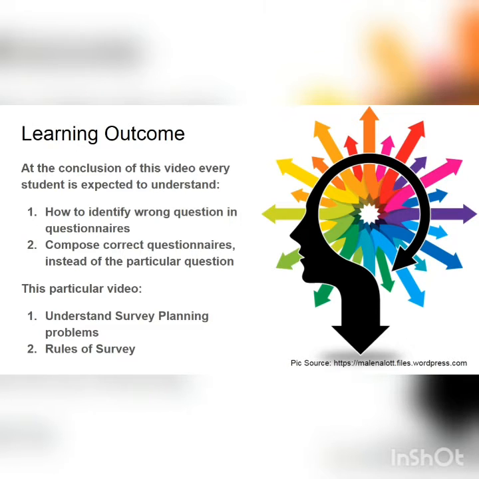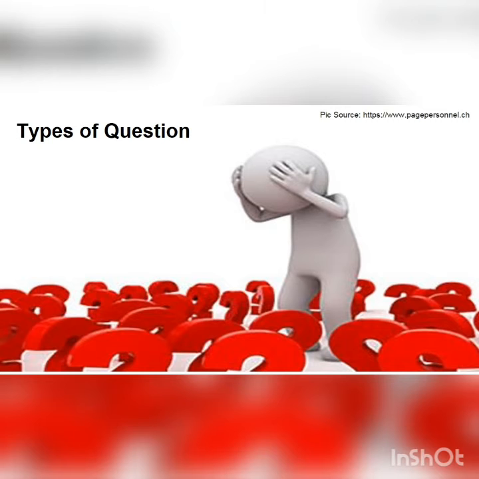The wrong questions is seen at individual questions, but the root cause could be in the overall designs of the questionnaires. This is the overall goal of this video series. However, this video is just the first part and it only covers the survey planning problems and the rules to be applied by any survey. In this slide, I will explain to you about the types of questions.